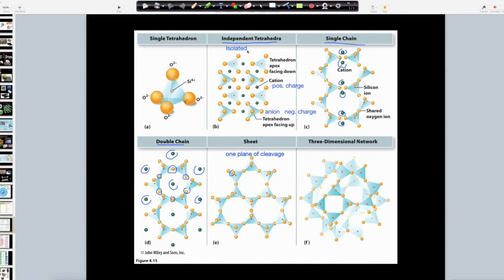Three-dimensional network, these are also called framework silicates. Framework silicates are extremely complicated. All the oxygens in the tetrahedra are bonded, and therefore they do still have a charge, but they are extremely hard. So these generally have a high hardness. Hardness is generally greater than 6. So quartz and the feldspars all are pretty hard and strong because they have a lot of covalent bonds and not as many ionic bonds.